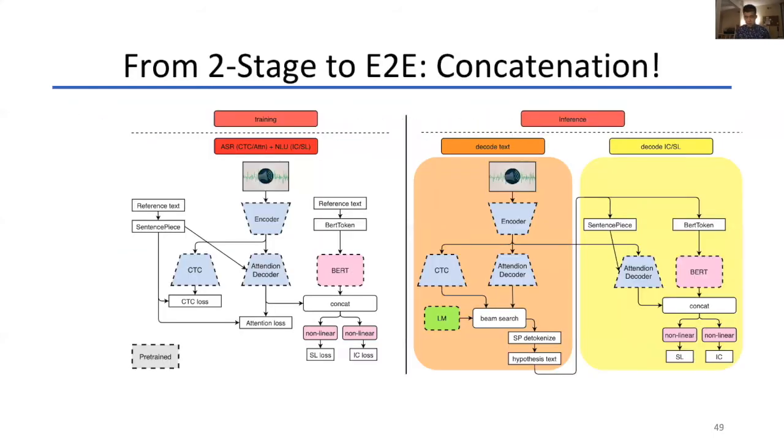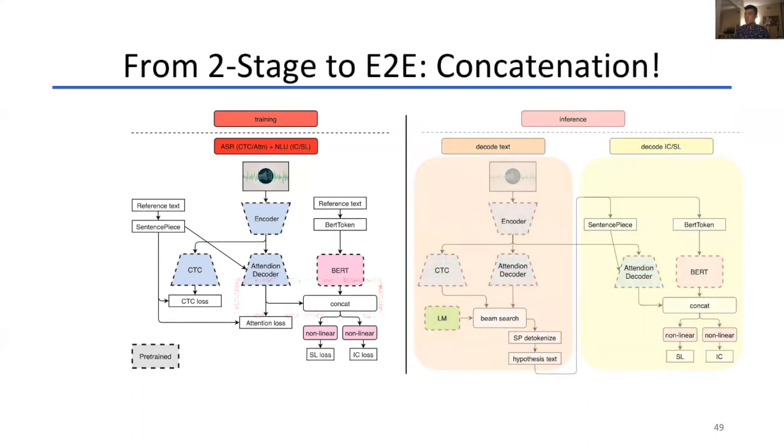And we want minimal modification to the two-stage approach, as minimal as possible. And this is our proposed approach. The only modification during training we made to the two-stage approach is here, where we concatenate the attention decoder hidden representation and the BERT hidden representation to predict slot and intent. So now we have 4 losses during training, and everything is trained end-to-end.